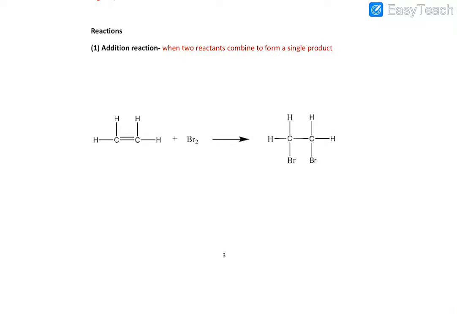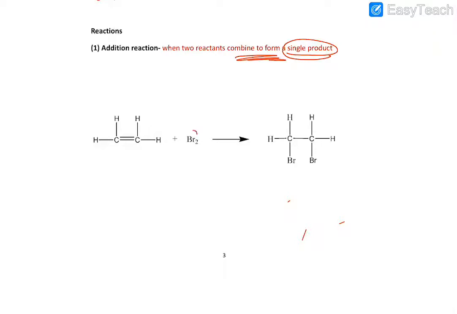Now let's see reactions that will be covered in organic chemistry. So the first one is addition reaction. It's when two reactants combine together to form a single product. So you have only one thing at the end, so they're basically adding to each other. That's why it's called addition.